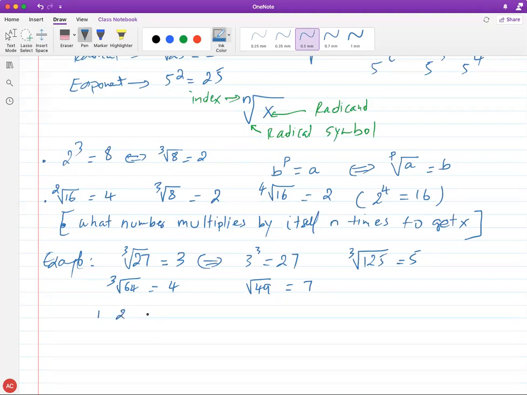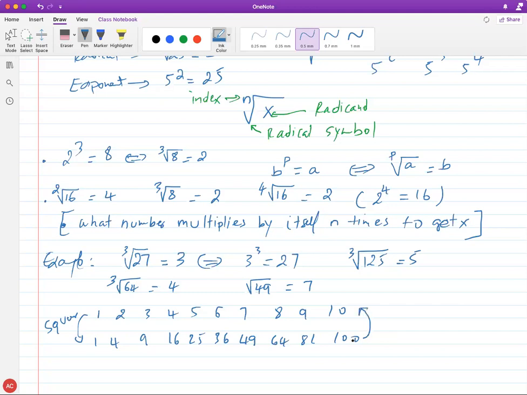So 2, 3, 4, 5, 6, 7. Okay, so all these. When you square these, you get 1, 4, 9, 16, 25, 36, 49, 64, 81, and 100. So if you square any of these, you get these, but to go back, what do you use to go back from this to this? Use a square root. The square root of 100 is 10, 81 is 9, and so on.